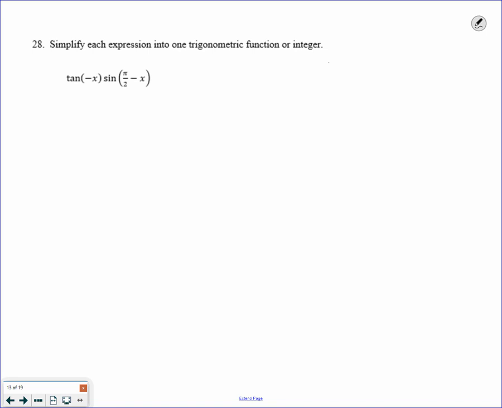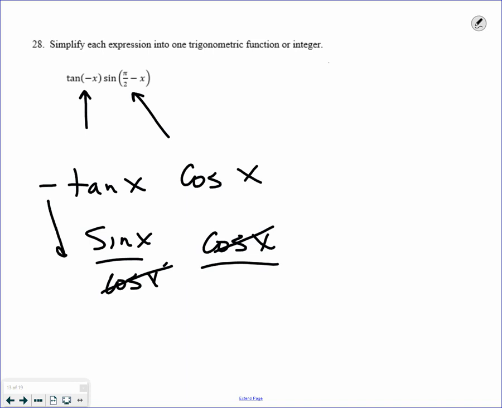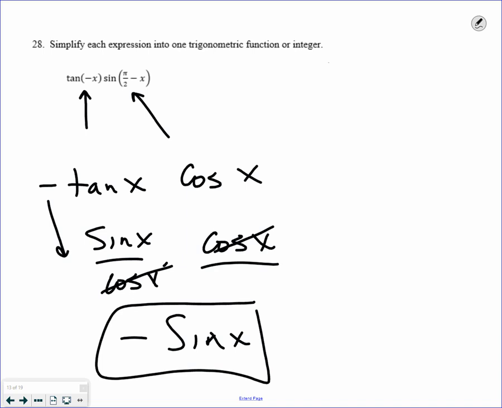This is all on your formula sheet, which will be given to you. That's a negative tangent x. This would be a cosine x. Tangent is sine over cosine. Cancels, leaving you with, don't forget about the negative, sine x.